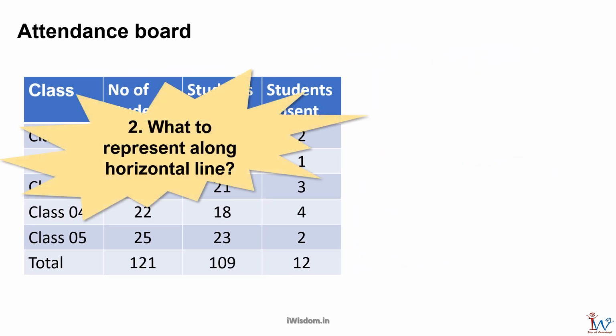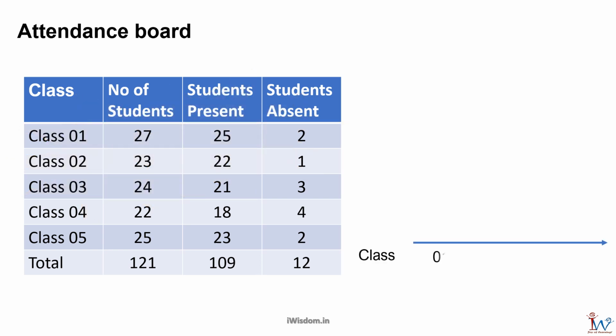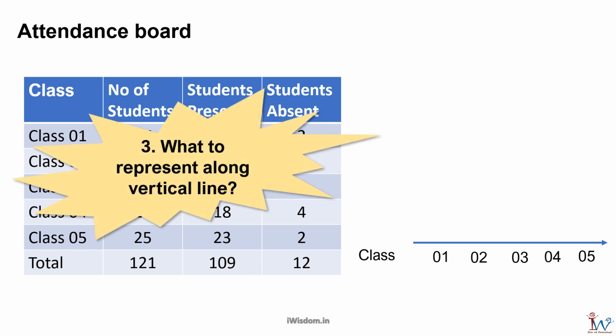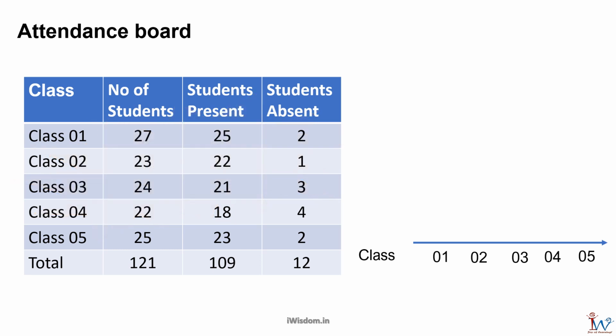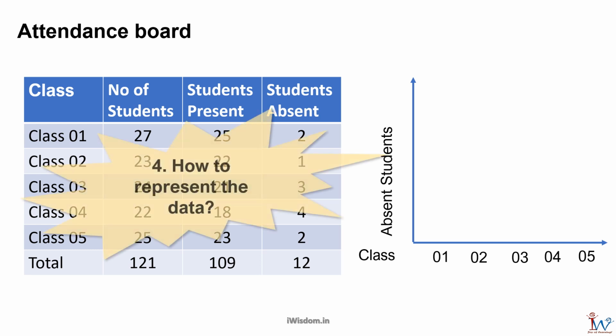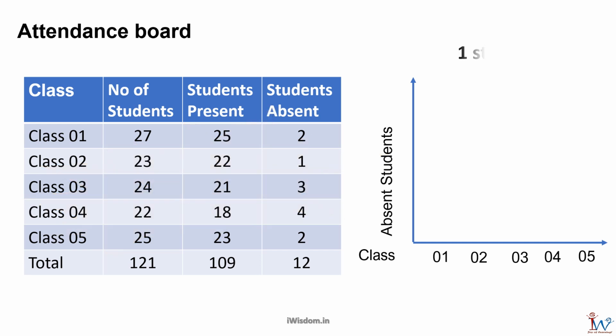Second step is to decide what information we should represent on the horizontal line. As data is available for class 1 till class 5, we shall represent classes along the horizontal line. Third step is to decide what information we should represent on the vertical line. Since most of the questions are related to absent students, hence we shall represent the number of absent students along vertical line. Fourth step is to decide how to represent the data. Let's represent each student with the smiley.